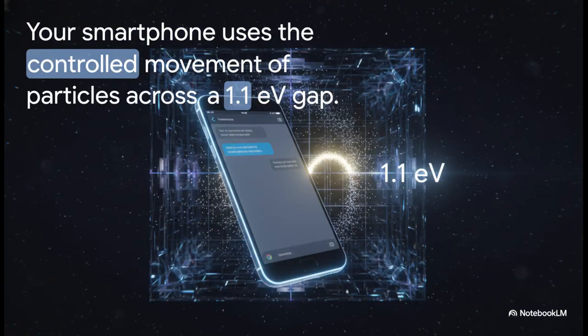Every single tap on your smartphone, every search you run, every video you stream is ultimately just the highly controlled, incredibly rapid, microscopic movement of particles hopping back and forth across a 1.1 electron-volt gap in a tiny piece of doped silicon. The next time you look down at your screen, just ask yourself, isn't it amazing that we've harnessed the quantum architecture of the universe just to send a text message?